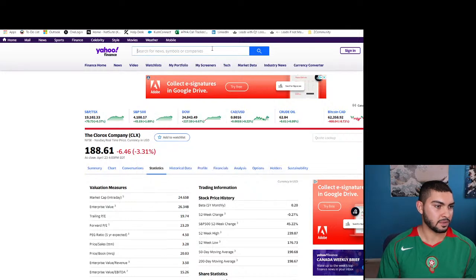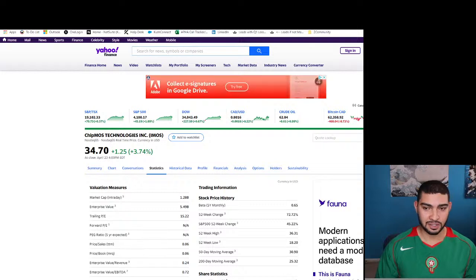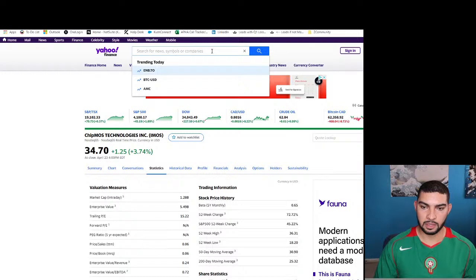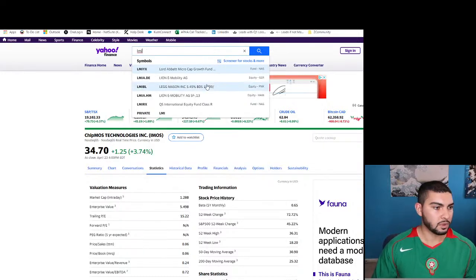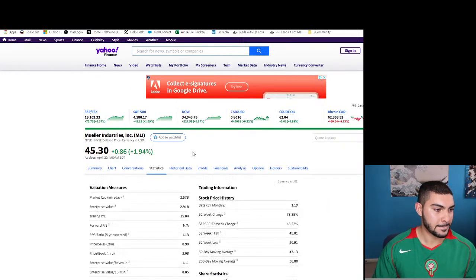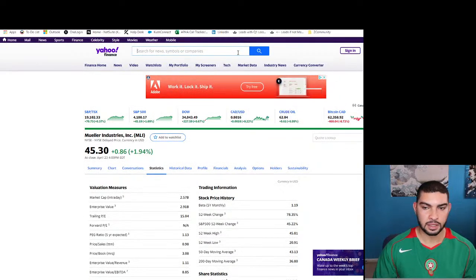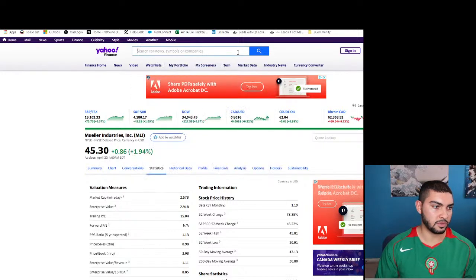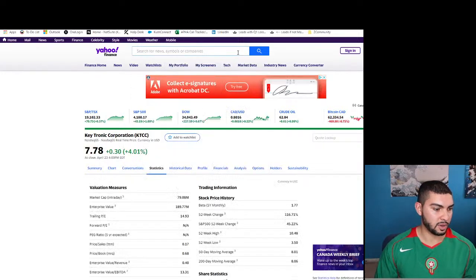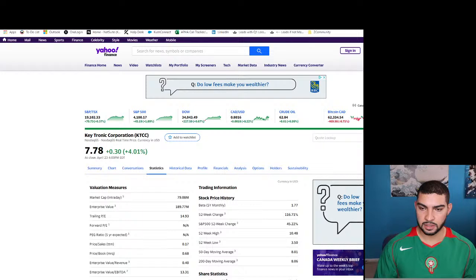IMOS, a price to book of 0.06. Interesting. Dope. So that's a yes for that one, a no for the others. And MLI, sorry. Dope. We've got a price to book of 3.08, still not where we want it to be. KTCC, we've got a price to book of 0.68, nice. KTCC, big shout out. We'll put yes.